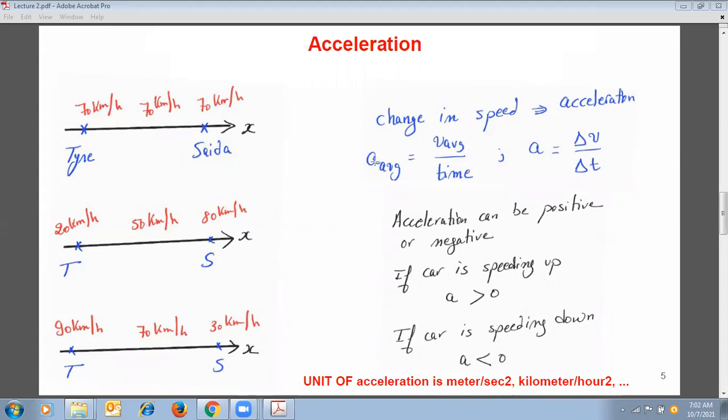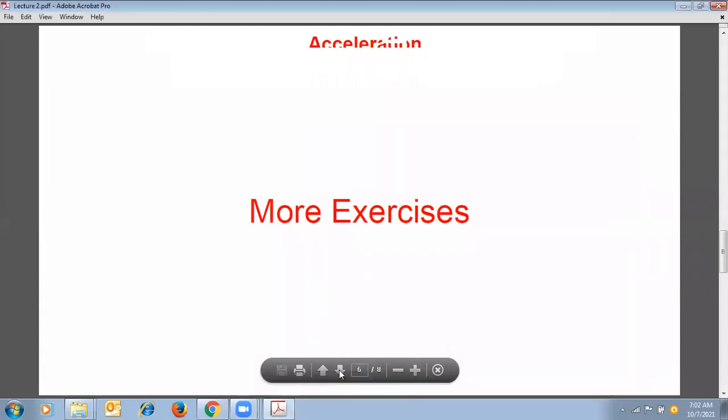Okay, so this is just reminders from yesterday. Yesterday I solved 4 simple examples on these concepts. Today I will solve 2 more examples, also from your booklet.